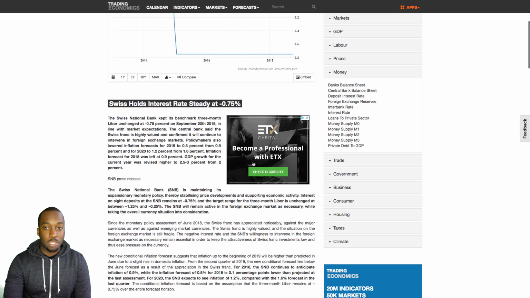They pretty much say the central bank said that the Swiss franc is highly valued, and confirmed it will continue to intervene in the foreign exchange markets. They've been saying this for quite a few months now, and they really think it's highly valued, and they're willing to intervene. For me, intervening basically means they want to make their currency cheaper.